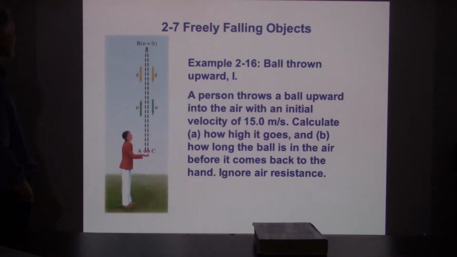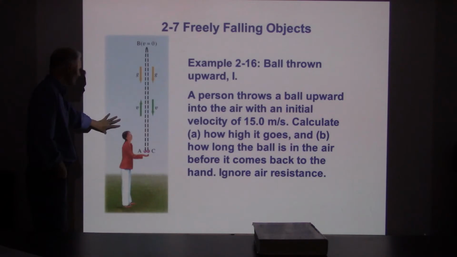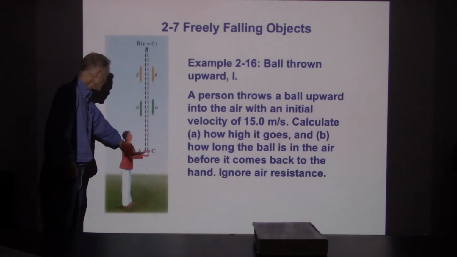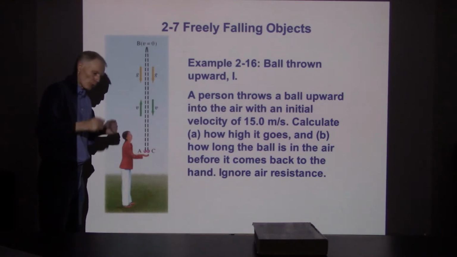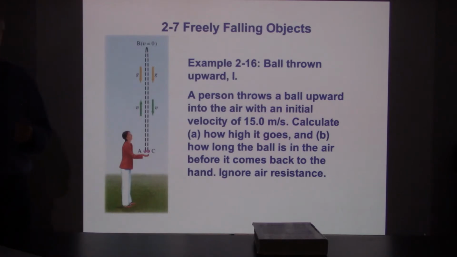So let's look at freely falling objects again. Now, we looked at this example before. I think it's worth coming back and taking another look at. So we have a person here. This person has thrown the ball up. Now, remember, the formulas that we're looking at are not describing how the person threw the ball. What they're asking is what happens once the person lets go of the ball.